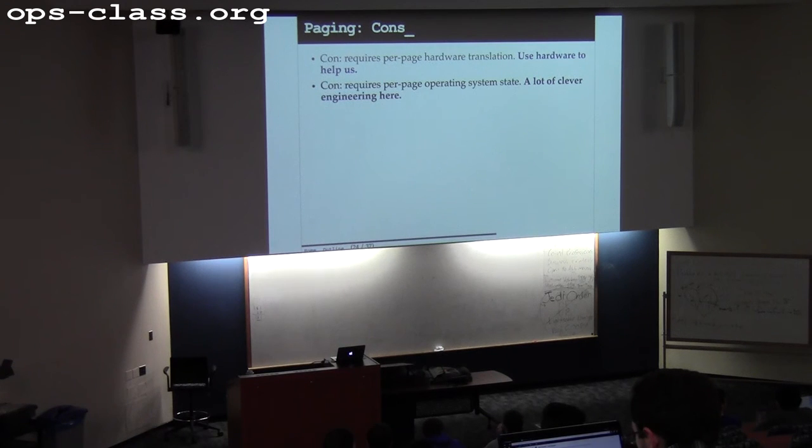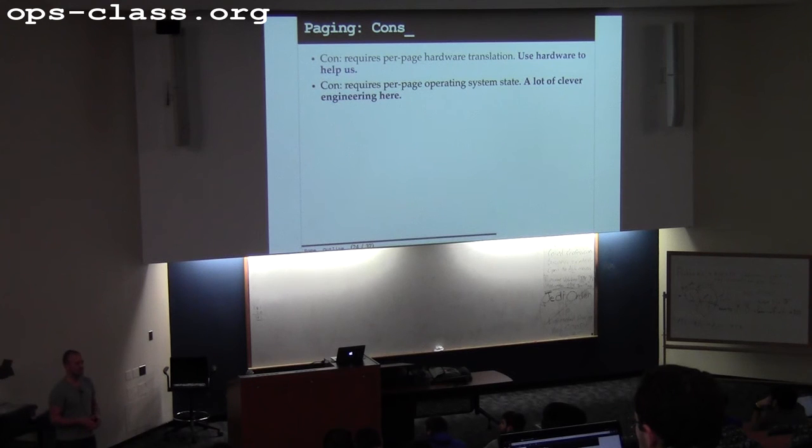for base and bounds? For base and bounds, how much state does the operating system need to store? Anyone want to guess? The base and the bounds. So we're thinking 8 bytes. That's pretty good.